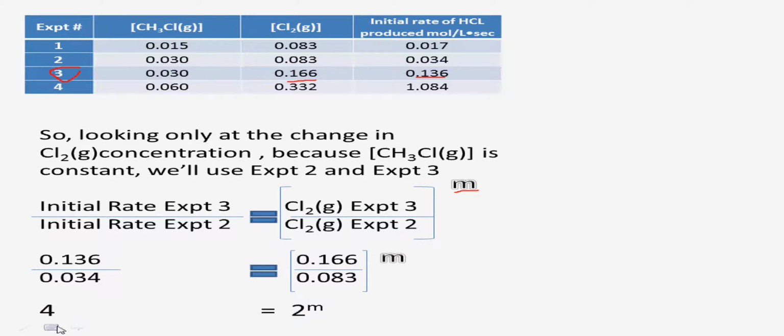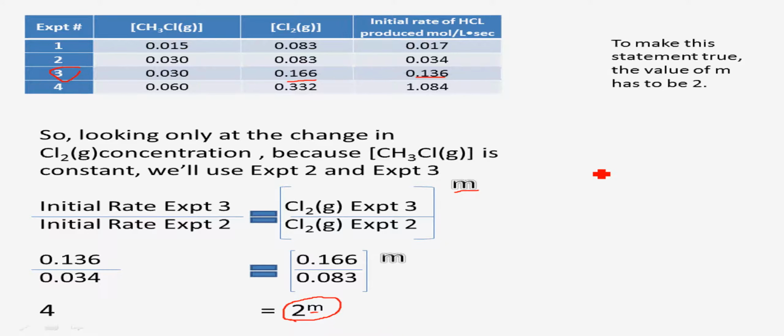And so I end up with my rate changes by a factor of 4, and to get that statement to be true, my concentration of Cl2 has changed by a factor of 2. I need to find out what m is. Well, to make that statement true, the value of m has to be equal to 2. Therefore, the rate can be said is proportional to the concentration of my Cl2 raised to the exponent 2.